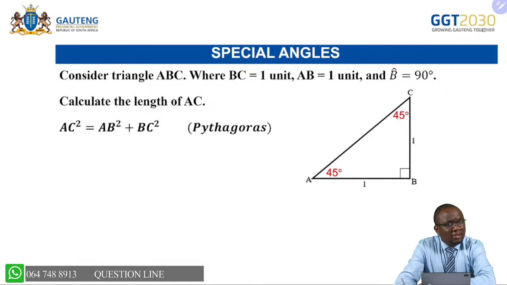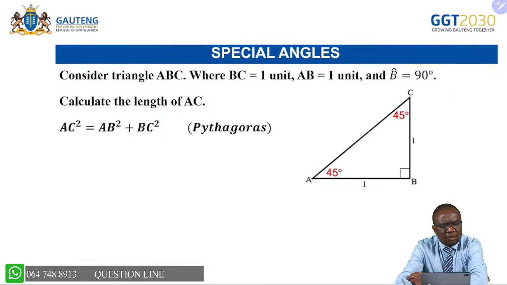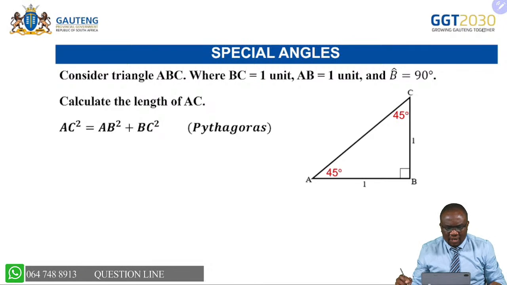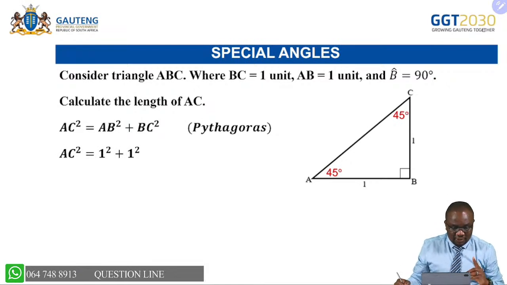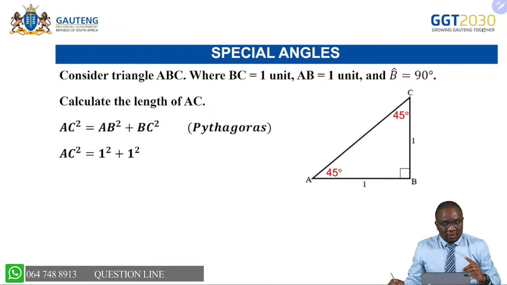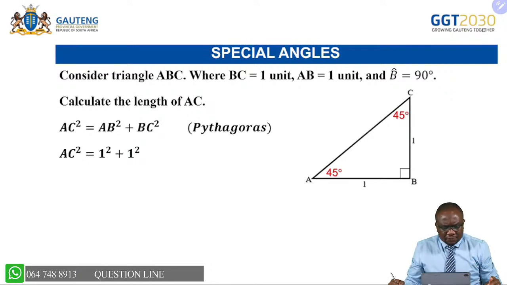Remember, grade 10s, Euclidean geometry is always statement, reason. Statement, reason. We can't just say AC squared is equal to AB squared plus BC squared. Why are we saying that? We have to put a reason for that. So it's because of the Pythagoras theorem. Right, now let's substitute what we have. Our AB is 1, so it's going to be 1 squared. I made a mistake. I said the answer is square root of 3. I think I made a mistake here. It should be square root of 2.